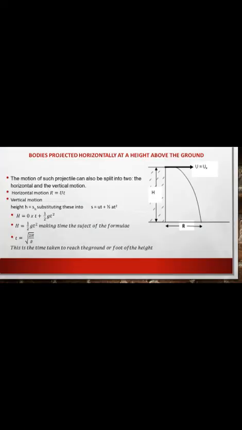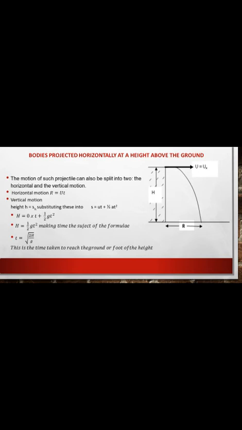In the case where a body is projected horizontally from a certain height that is above the ground, the same principle will take place. We still have our horizontal component of motion and then the vertical motion. I'd already mentioned earlier that for the horizontal motion, the range is equal to ut. So we'll use that also to calculate the range. However, in this case, the vertical motion would be used to calculate the time.